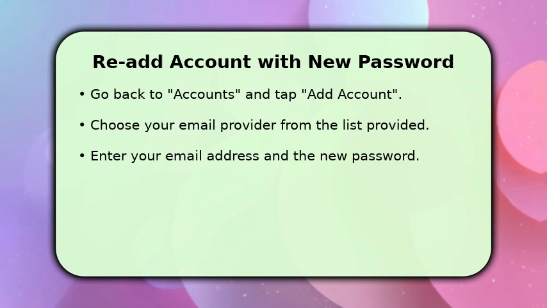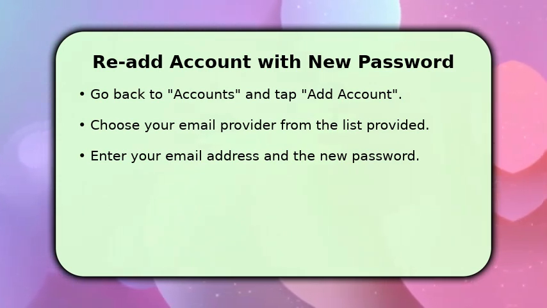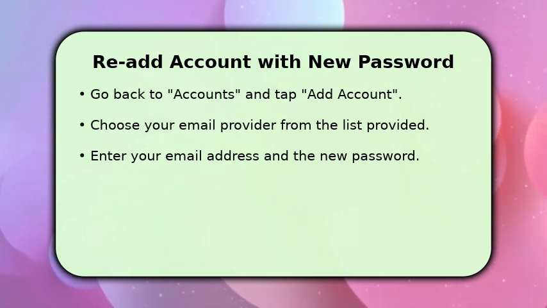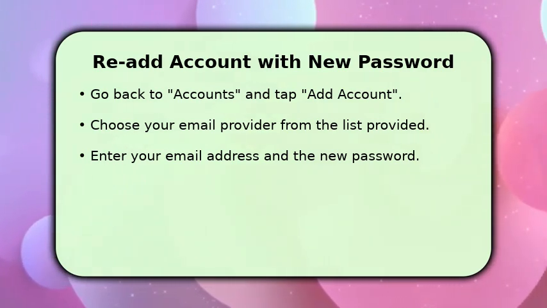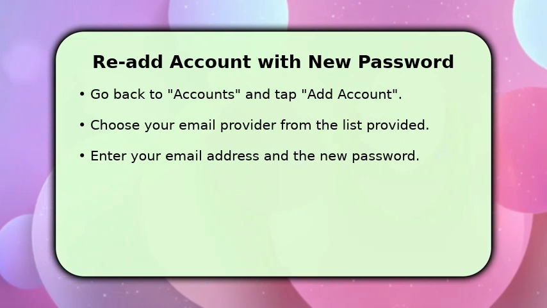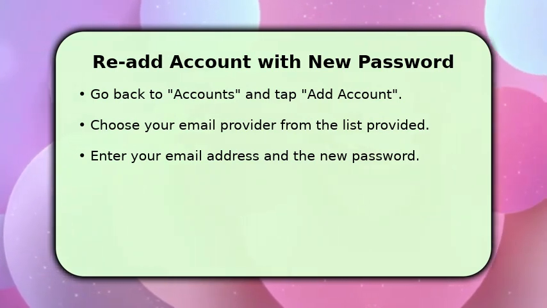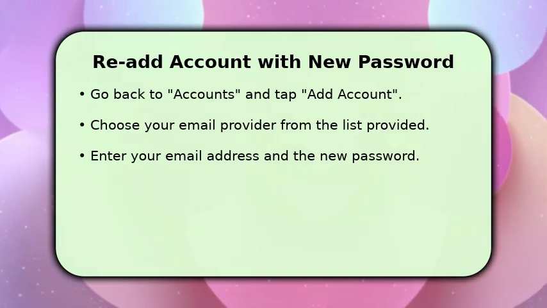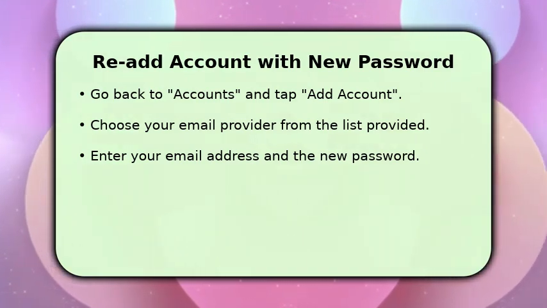Here, you'll find the option to add account. Tap this, and then select your email provider from the available choices, such as Gmail, Outlook, or other for custom domains. Carefully enter your full email address and the new password you've already set with your email provider. Your iPhone will then attempt to verify these new credentials.